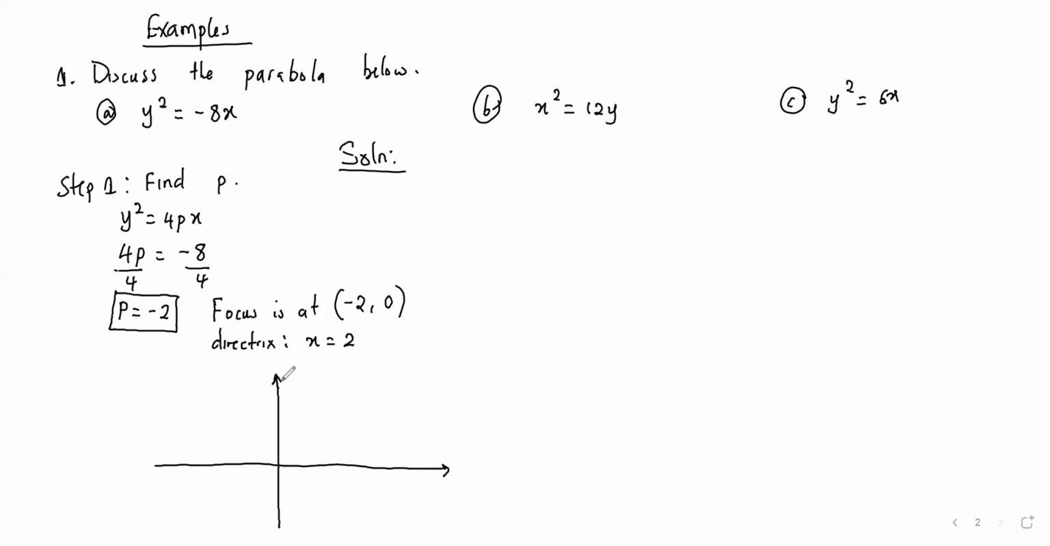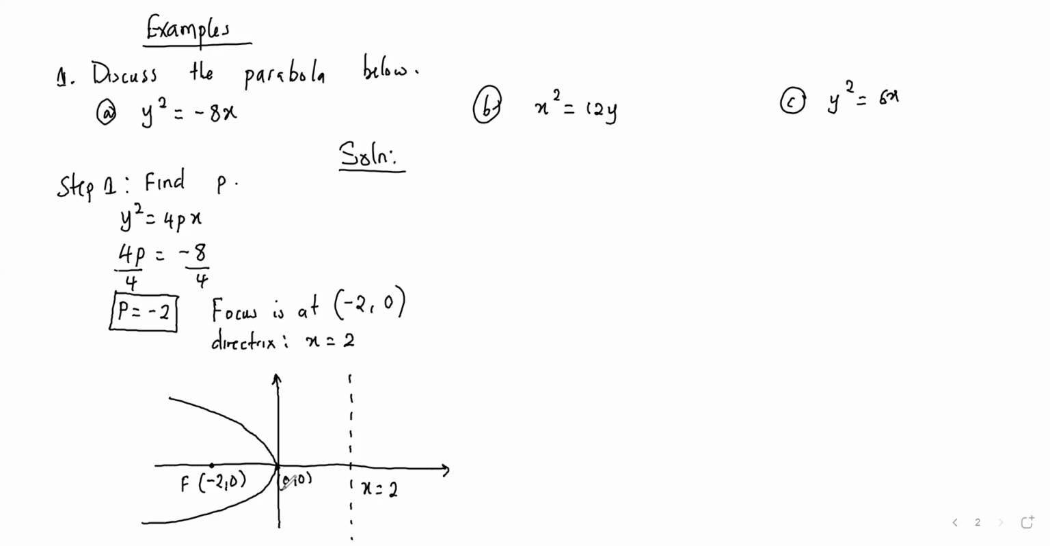So we are saying, okay, it's facing on the left. So this is the situation like that. And so here is negative 2, 0, which is the focus. And then here is x is equal to 2, the directrix, and the vertex is at 0, 0. Okay, I think that's what is more important for a parabola of this kind.